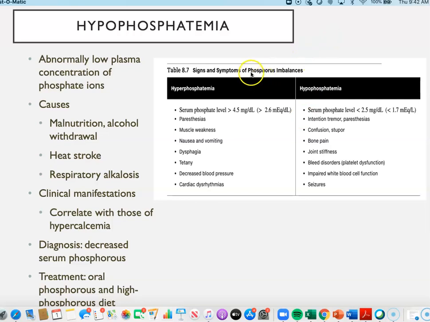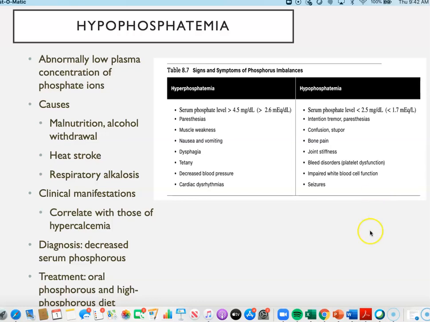So if we look at the signs and symptoms of phosphorus imbalances, right? Hyper and hypo, take a look at them here, okay? Again, you see some dysarrhythmias here with hyperphosphatemia, muscle weakness, okay? Hypophosphatemia, right? Bone pain, okay? Because we talked about phosphate and calcium and that they are present in bones. And so you're going to have effects on bone when you talk about calcium and phosphate.